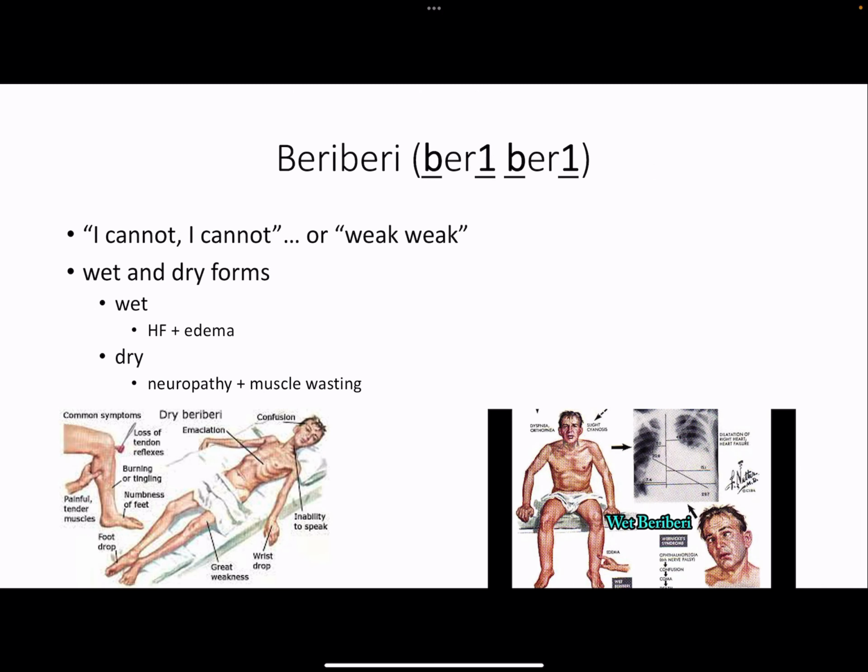So Wernicke-Korsakoff is one thing, but also beriberi, and I just think of B1 because we're in thiamine. People debate the etymology of this term, but basically, people can become very, very weak. There are two different forms of beriberi, or two different syndromes, I would say. There's wet, where heart failure is going to lead to edema. And then with dry beriberi, we have muscle wasting and neuropathy.